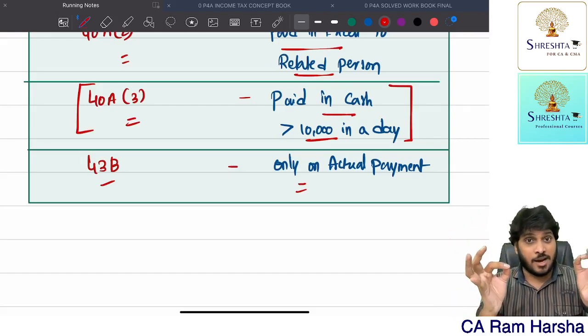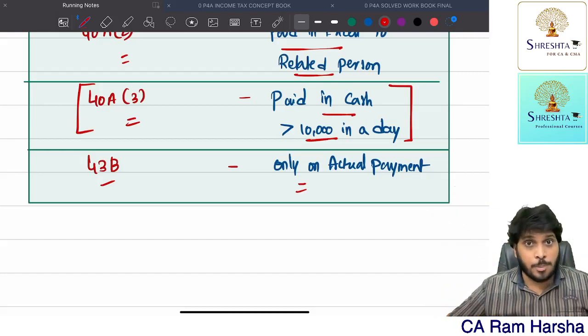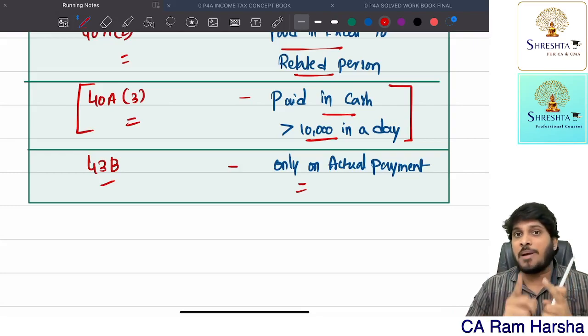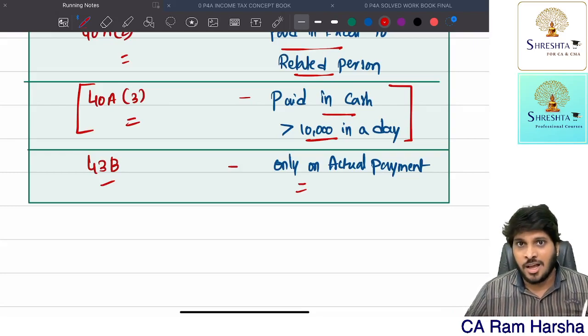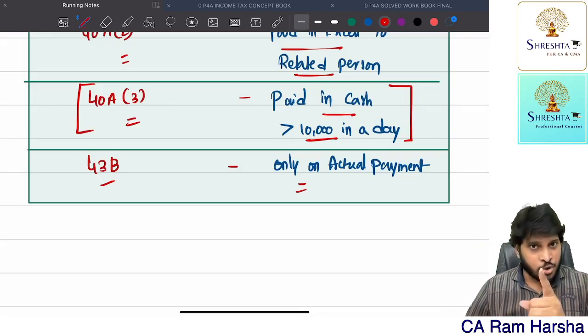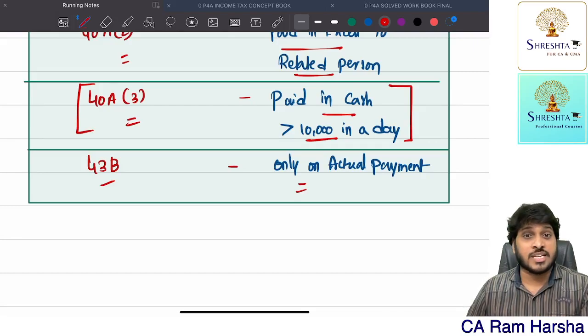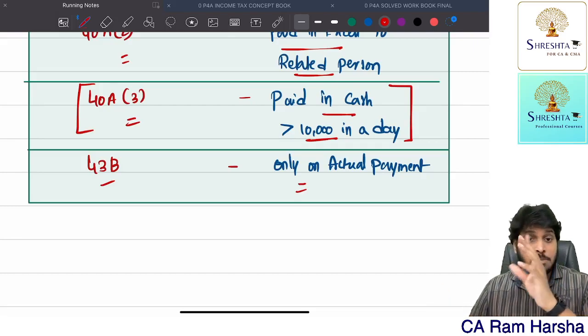With a view to bring more people into the tax bracket in order to avoid accumulation of black money, untaxed money. What department is putting restriction? You are the payer, no? You are incurring expenditure. Is it for the purpose of business? Okay. If it is more than 10,000 in a single day, pay by other than cash. Simple, pay by other than cash.